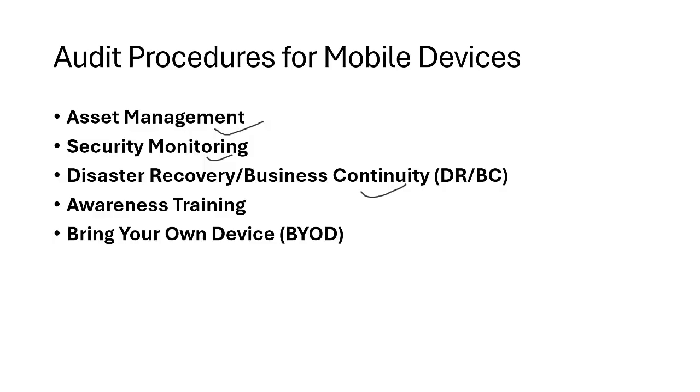Awareness training: make sure we review the employee trainings to ensure they understand the mobile security risk. For example, they should be familiar with phishing, data handling and all that, and check the policies for secure device usage and regular updates.